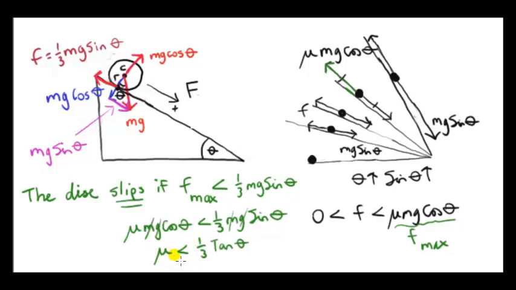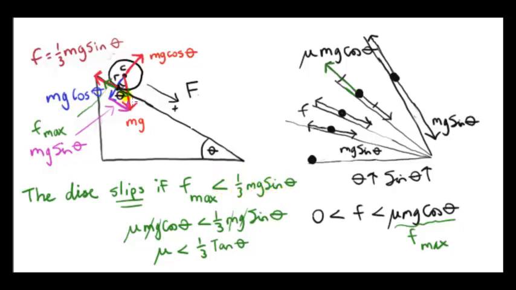Rearranging this, we see that if mu is less than 1/3 tan theta, then the surfaces aren't rough enough. The bigger mu is, the rougher the surfaces in general. If mu is 0, the surfaces are perfectly smooth. Again, the disk is pushing on the incline, but if the maximum force that the disk can push on the incline is less than 1/3 mg sin θ, then by Newton's third law, the maximum force that the incline can push on the disk is less than 1/3 mg sin θ.